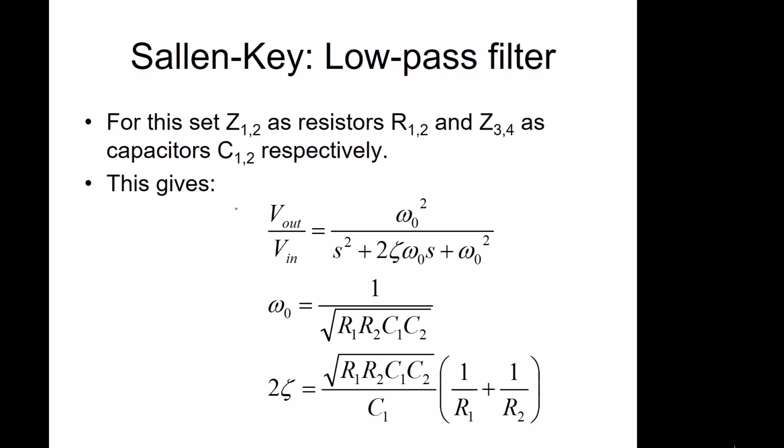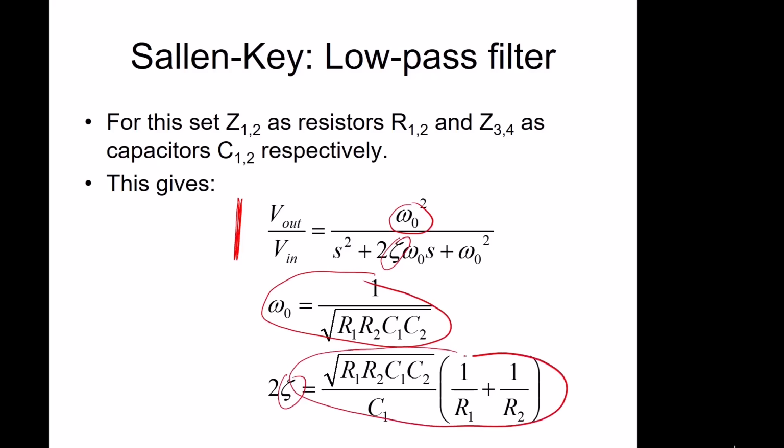We can rewrite the transfer function as this, where we've just defined omega nought squared as this term here, and zeta here as this term. And this is a classic second order system where omega 0 is our resonance frequency and our zeta is our damping term.